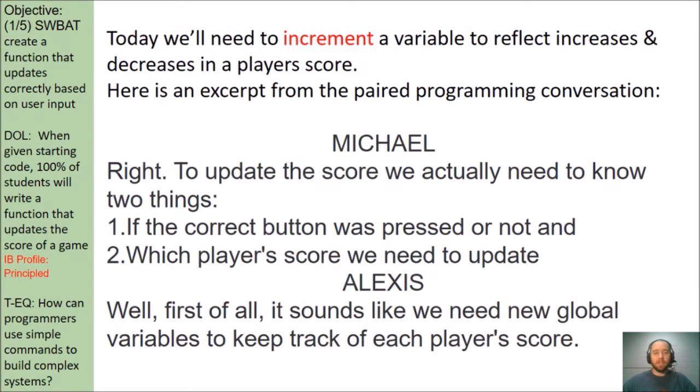So today we need to increment a variable to reflect increases and decreases in a player score. So here's an excerpt from the paired programming conversation between Michael and Alexis. Michael starts off by saying, to update the score, we actually need to know 2 things: if the correct button was pressed or not, and which player's score we need to update. Then Alexis says, well, first of all, it sounds like we need a new global variable to keep track of each player's score. And why would it be a global variable? Well, because this variable is going to be used in a couple different functions.